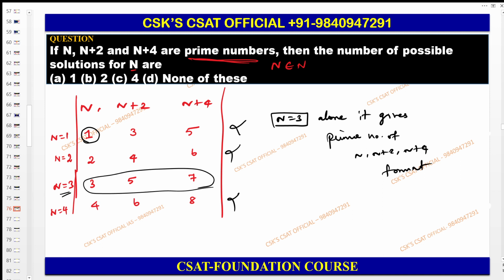Whatever be the rest of the numbers, if you substitute the value for n, obviously at least one number is going to be an even number. In such a situation, you cannot say all the numbers are prime numbers. So therefore the only possible value here is n is equal to 3. Therefore only one is possible. So the answer for this question is A, 1.